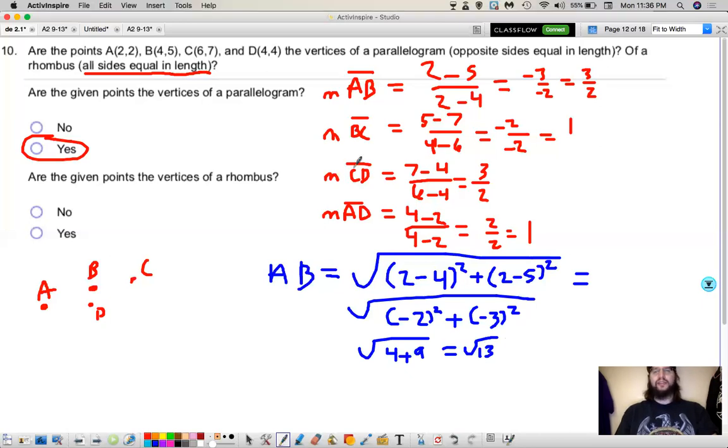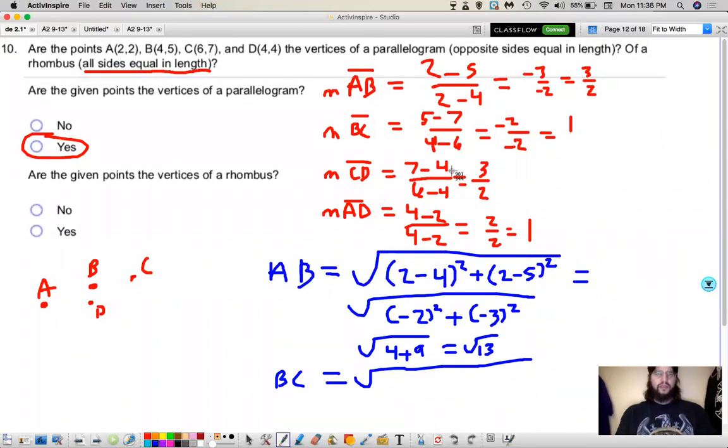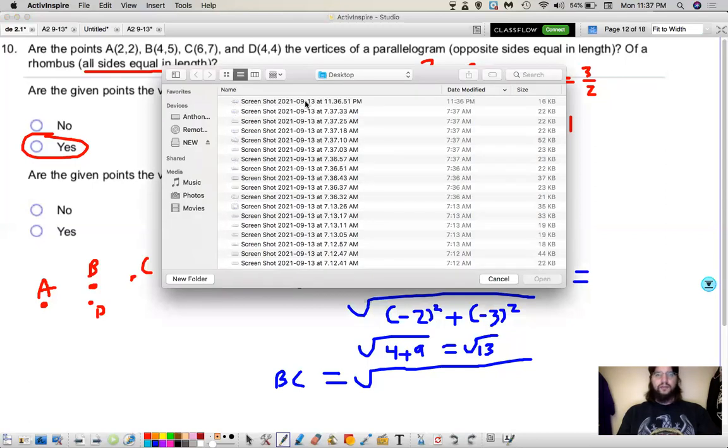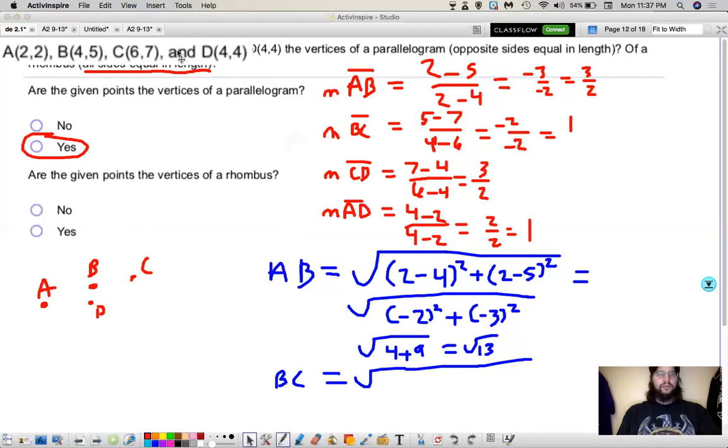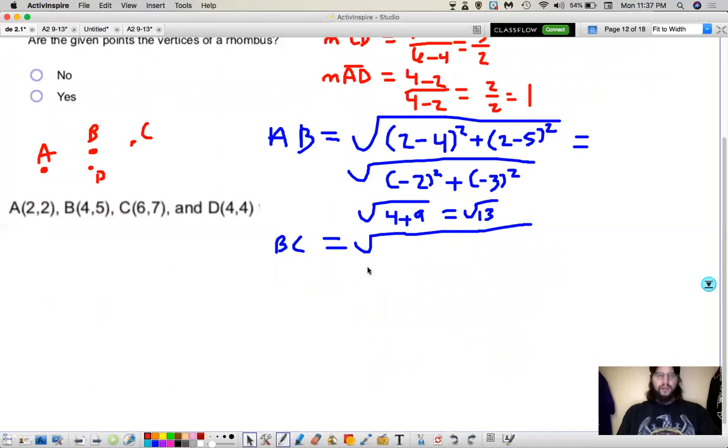We need the sides BC, CD, and AD. We have to make sure all of them are congruent. If even one of them is not, then it's not a rhombus. BC's up. Let me just grab these down here. Any hour now. Okay. BC.